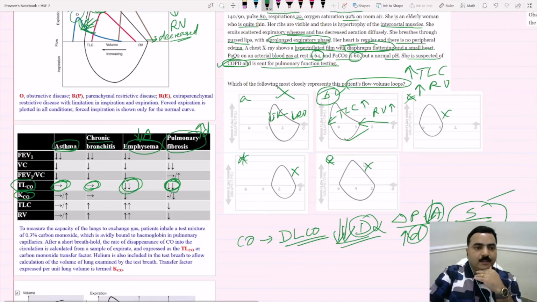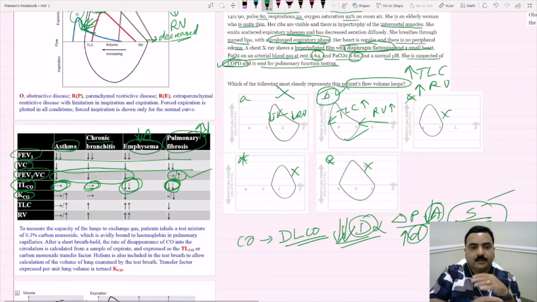In all these conditions FEV1 will be decreased. FVC, the vital capacity, is decreased in all the conditions. The FEV1 by FVC ratio is decreased in the chronic diseases but increased or normal in pulmonary fibrosis. This is your restrictive condition. So that's one of the classical things used to distinguish between obstructive versus restrictive, the FEV1 by FVC ratio. And then what happens to the total lung capacity?